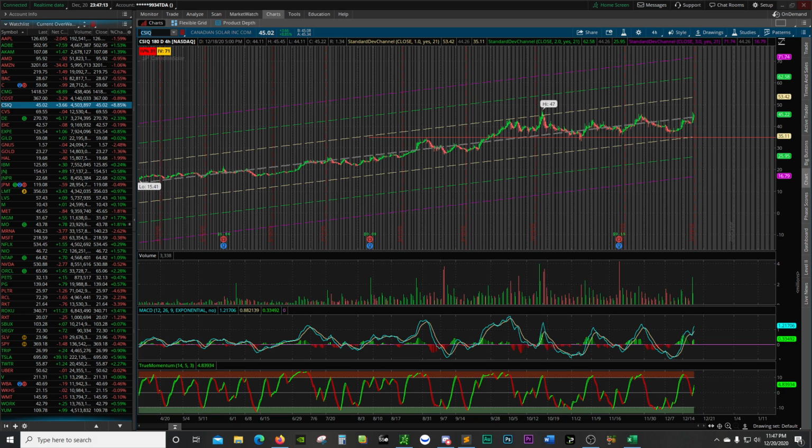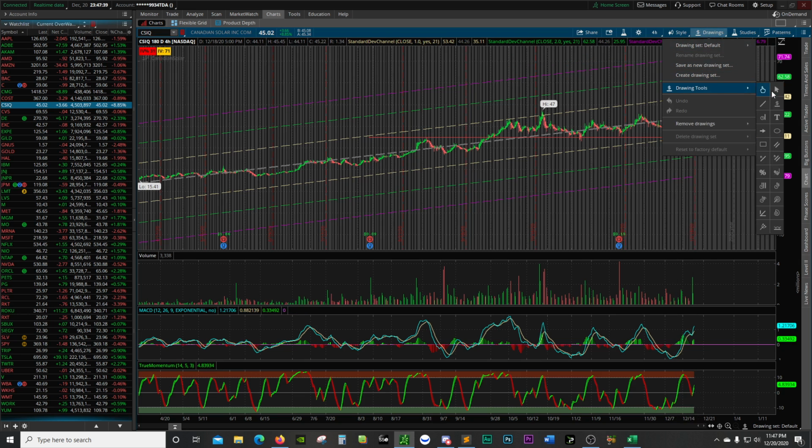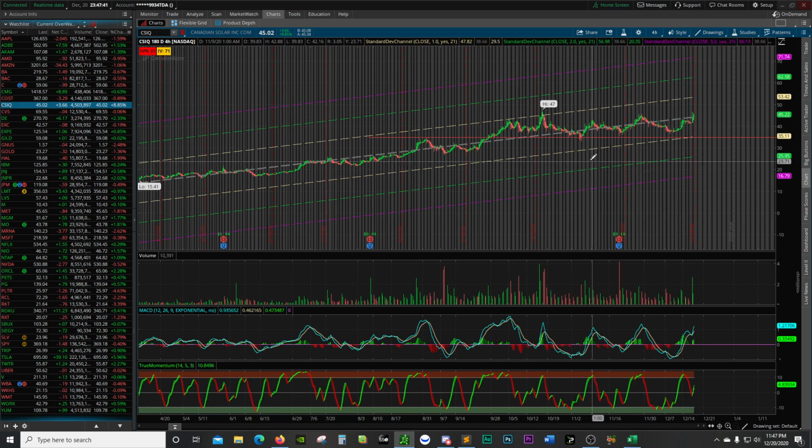Solid idea. So, what do you think about my C6 swing or CSIQ? You bought it right here at 37. I didn't buy at the exact support. I bought it a little bit above, and then it went down. And then I was like, okay, I doubt it's going to break it. I think it's okay.